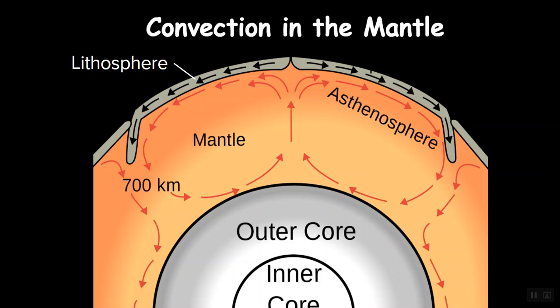And you see that in here with the red arrows. In what layer is this process occurring primarily? And you can see here it's occurring in the mantle. There are also convection currents, separate ones that are occurring in that liquid outer core as well, and those may be responsible for the magnetic fields that we have on Earth.